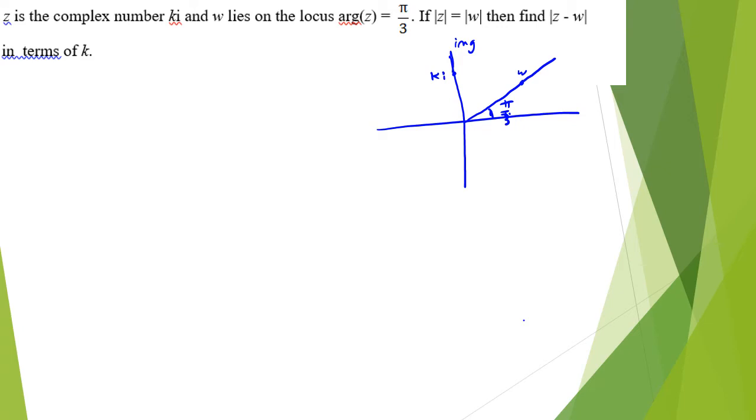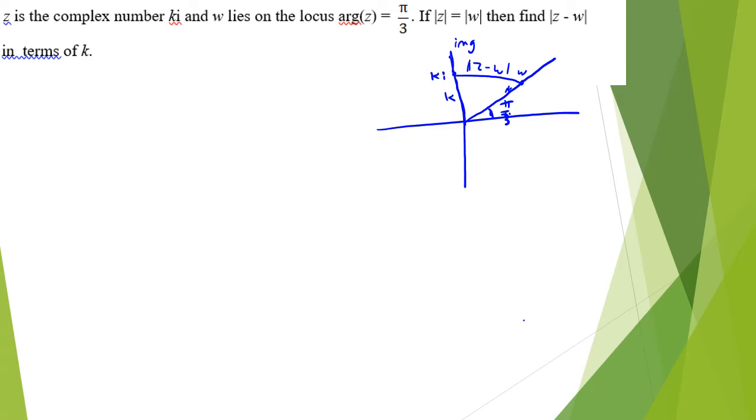Now the next bit says the length of z equals the length of w, so the length of this one, let's call it k, and this length here will be k as well, because they are equal. You need to find the length of z minus w. So this one here is z minus w. This is the length of z minus w.